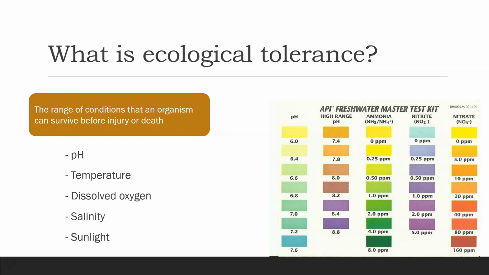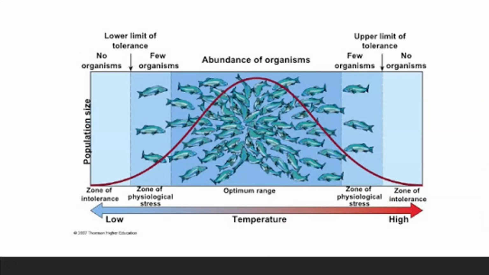Ecological tolerance is that range of conditions that an organism can survive before they reach injury or death. So this could be any number of abiotic, so non-living factors like pH or temperature, dissolved oxygen, salinity, sunlight. Anyone who's ever had a fish tank knows that we have to monitor all of these abiotic factors pretty closely. And this is because animals, organisms, can only survive a certain range.